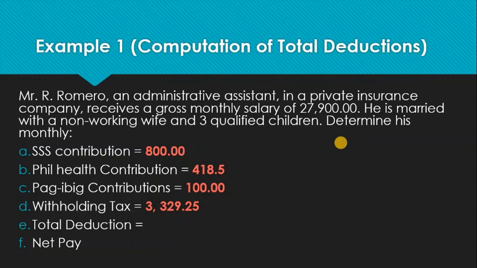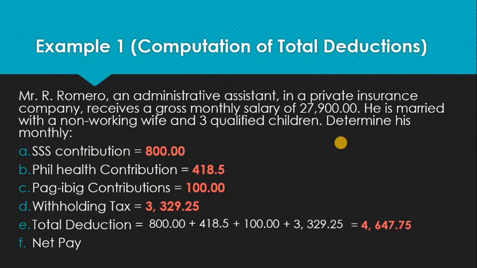Let's try to identify the total deduction. How am I going to identify the total deduction? By adding all the mandatory deductions. So 800, which is SSS, plus 418.5, which is PhilHealth, plus 100 from Pag-IBIG, plus 3,329.25 from withholding tax. If we get the sum, that is 4,647.75. Therefore, 4,647.75 is the total deduction of Mr. Romero.